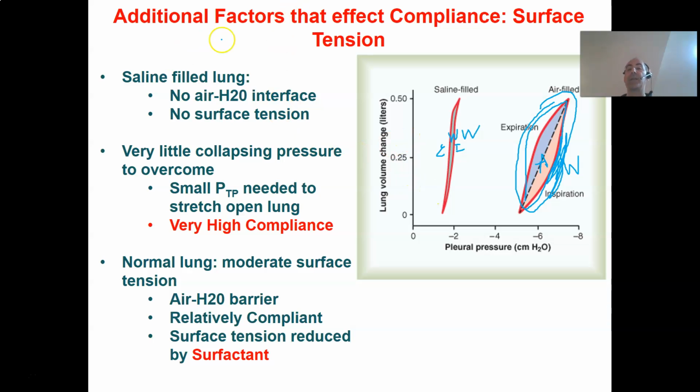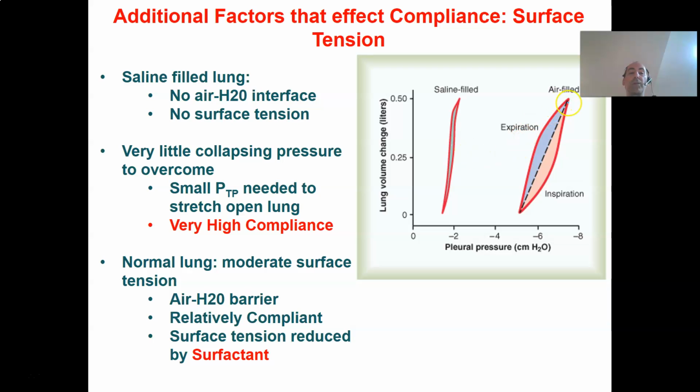So what does that mean? A saline-filled lung has no air-to-water interface. It has essentially no surface tension. Very little collapsing pressure to overcome. So in the lung to the right, you have a high surface tension, which causes this collapsing pressure. Small changes in transpulmonary pressure in this lung will cause a very high compliance, right?